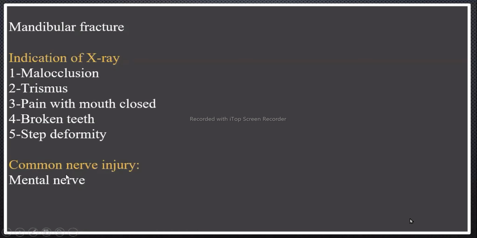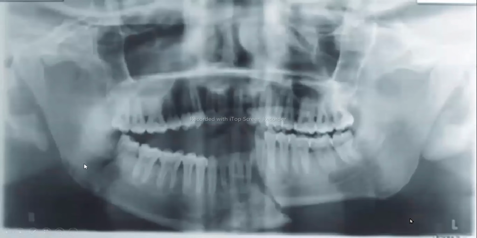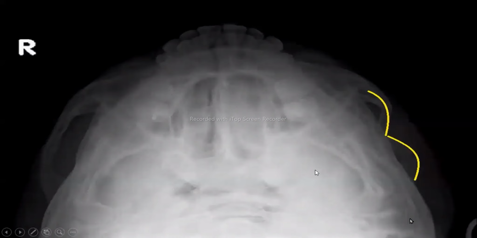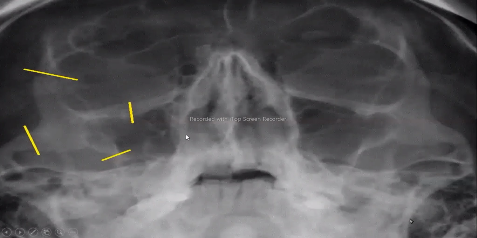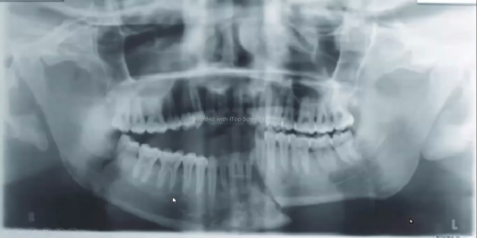Clear, guys? What is the nerve injury? Mental nerve. Okay, so you have here the mental nerve, and what is the nerve here, guys? Infraorbital nerve. Excellent. Infraorbital means under the orbit, or below the orbit. So you have two nerves in this maxillofacial injury. Infraorbital is related to the eye, and mental is related to the mandible.